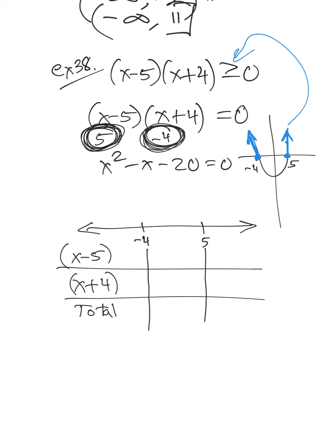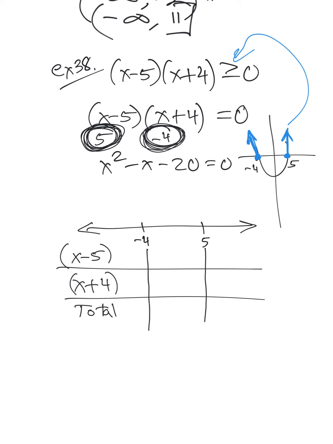You're checking left of negative 4. You're checking between negative 4 and 5. And then you're going to check from 5 on to positive infinity. You can take any number that's in those ranges and plug them in for x.